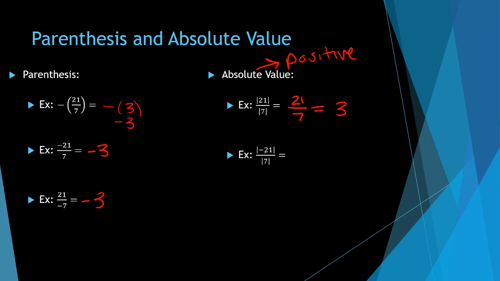Now remember, anything inside absolute value signs becomes positive. So this negative 21 will become positive 21 over 7, which is 3. So 21 is going to stay 21. This negative 7 is going to become positive because of those absolute value signs, which is going to give me positive 3.